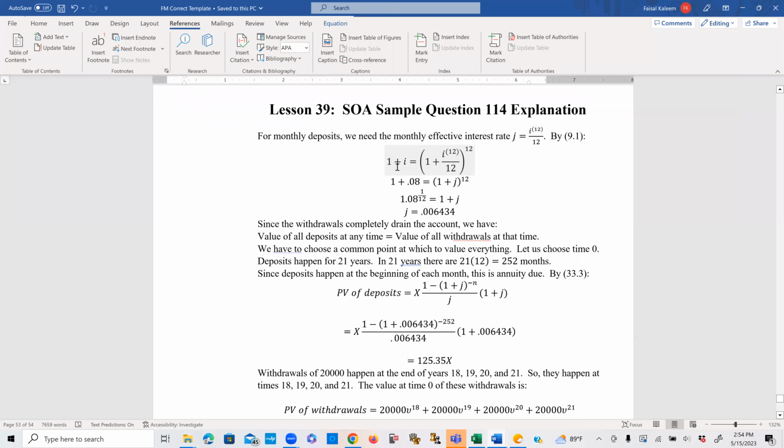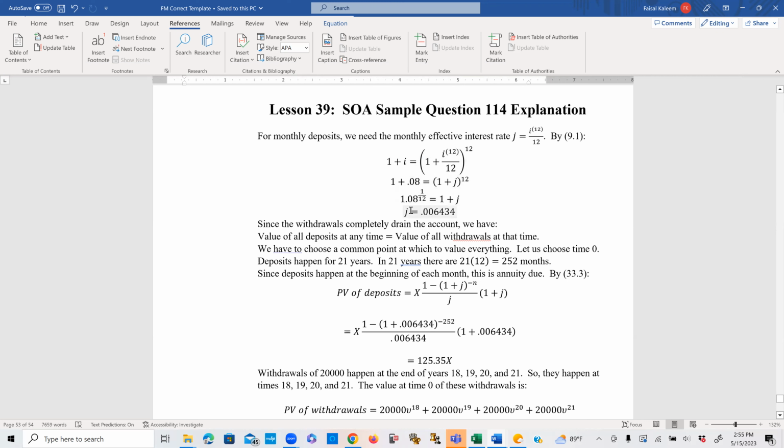We again use our formula 9.1: 1 plus i equals (1 plus i^(12) over 12) to the 12. And the effective rate here is the same as it was in problem 79. So it's a very, very similar problem, so similar that I won't be surprised if at some point one of them is removed, calling it the duplicate of the other.